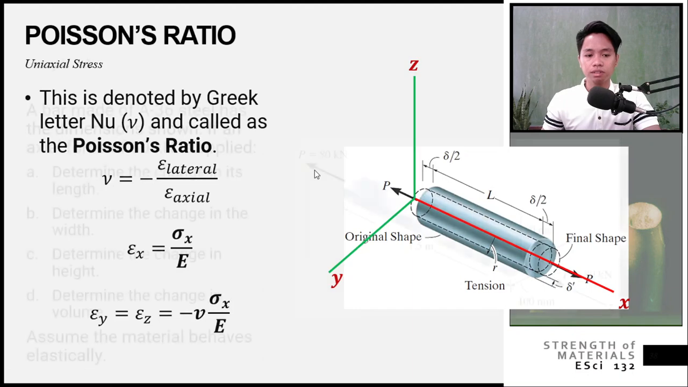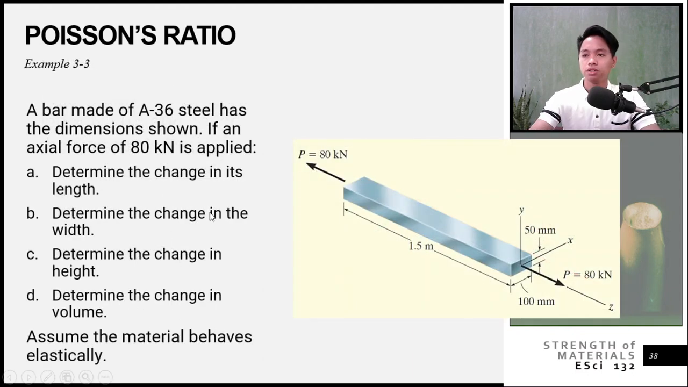Okay, so now let's proceed to our example. A bar made of A36 steel has the dimension shown. If the applied force of 80 kilonewton is applied, let's determine the change in its length, the change in the width, the change in height, and the change in volume. Assume that the material behaves elastically, meaning your Poisson's ratio and your Hooke's law are applicable.